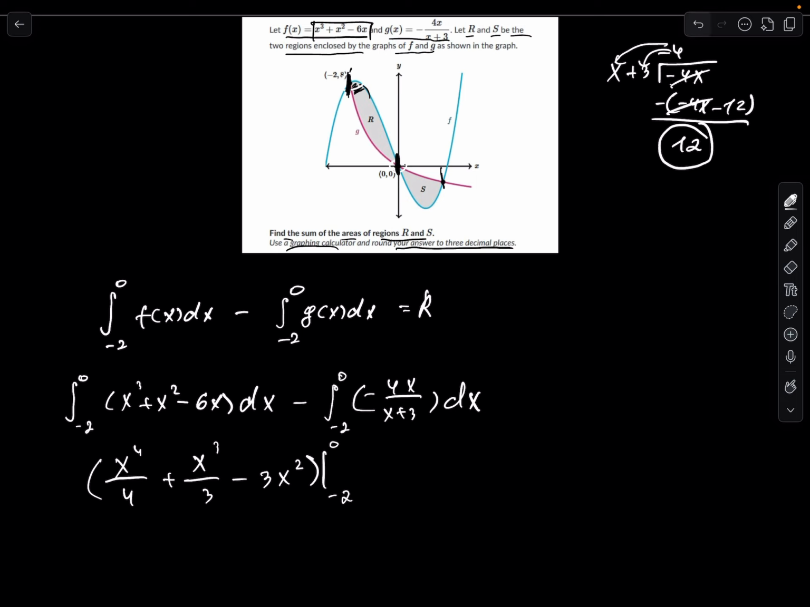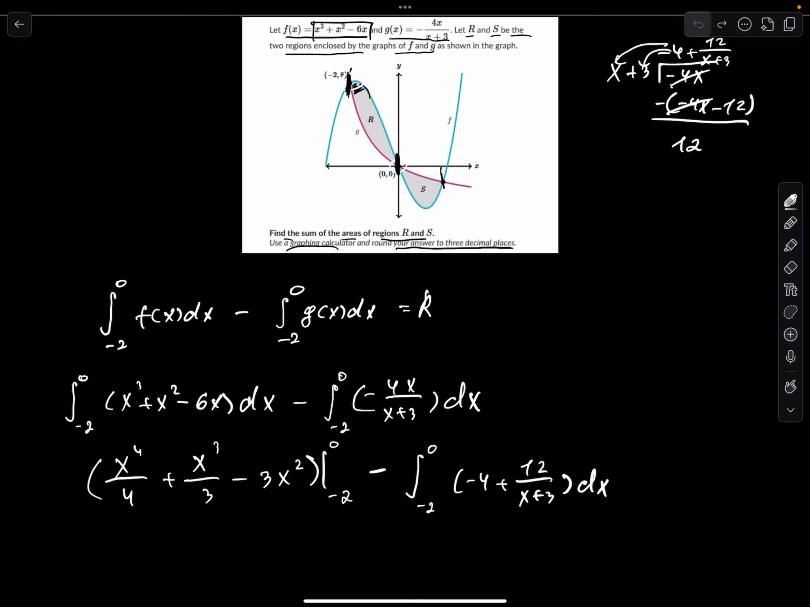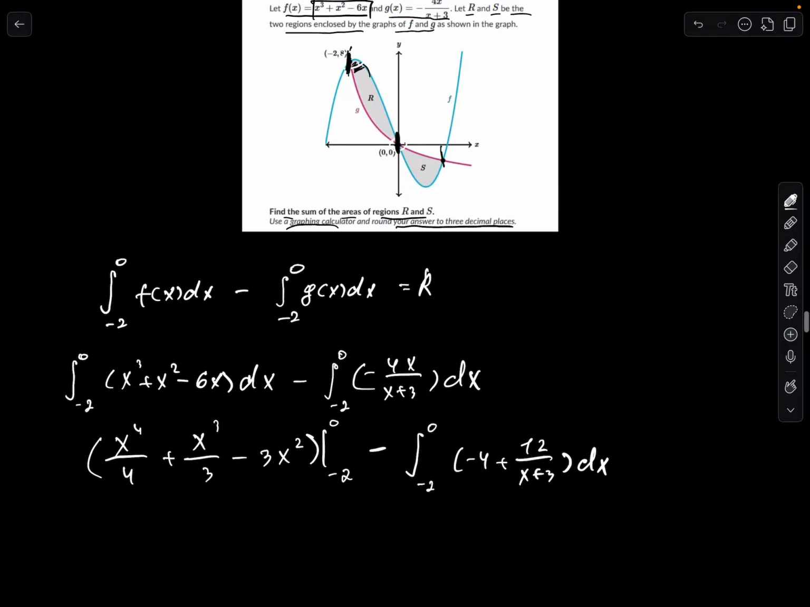And if there's a remainder, then you basically do plus the remainder over the function that you were dividing by in the first place, which in our case was x plus 3. So this is our alternative for this hairy one. So minus the integral from negative 2 to 0 of negative 4 plus 12 over x plus 3. I'm taking it straight out of here. Let me get rid of it now. This is equal to R.